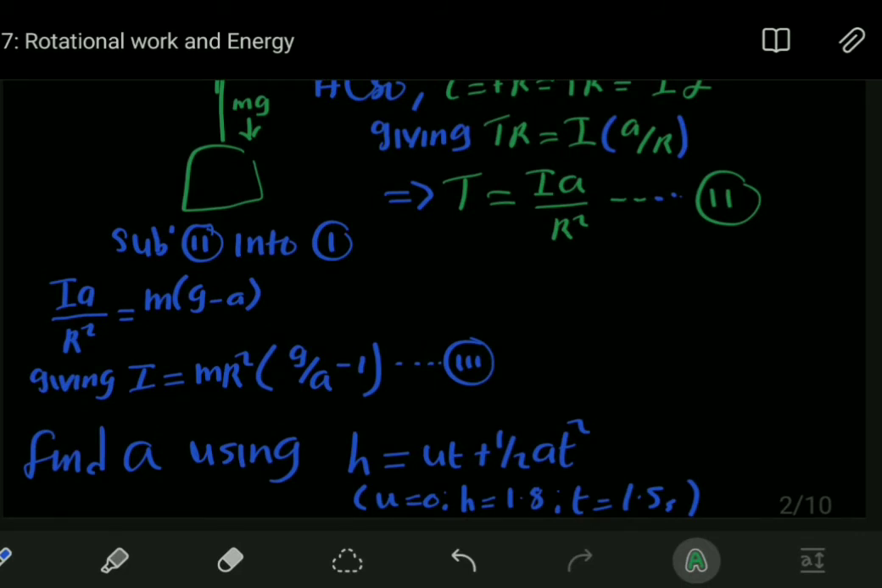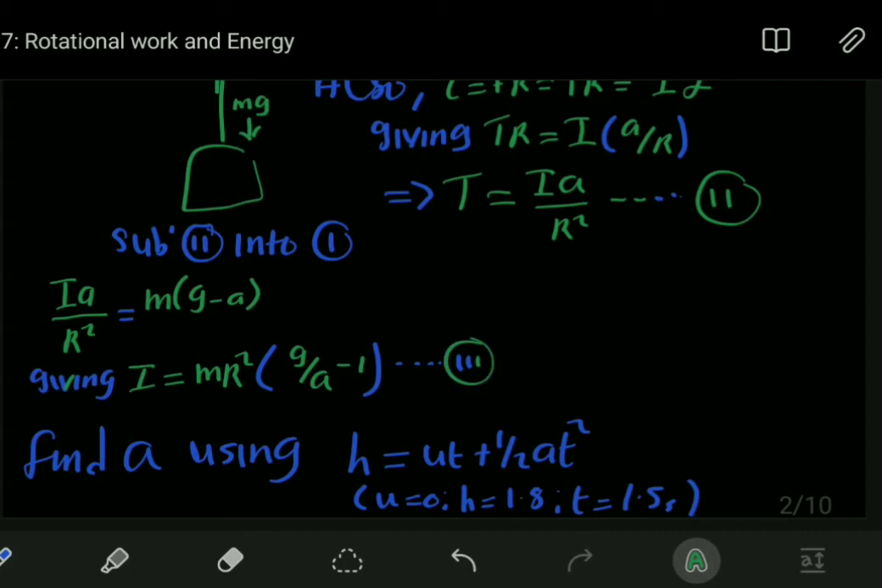We are going to have IA over R squared equals m multiplied by g minus a. So from this we can find our moment of inertia as I equals mr squared multiplied by g over a minus 1. Okay, so I'm skipping some steps here, but I believe you're going to work this out on your own. So we're simply making I the subject, and we're coming up with equation 3 right here.